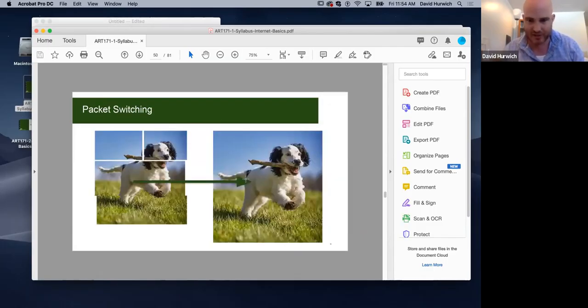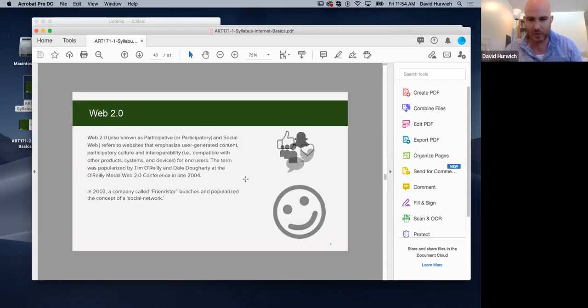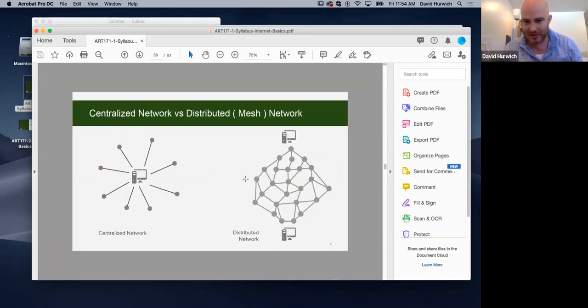Okay, so let's go back to this mesh. I always go back to it. So here's this mesh. These are all different computers, right? This is someone's smartphone. This is someone's tablet. This is someone's desktop. This is someone's Xbox, and so on. There are all these computers on the network. And let's just say I want to send a file from one computer to another computer.